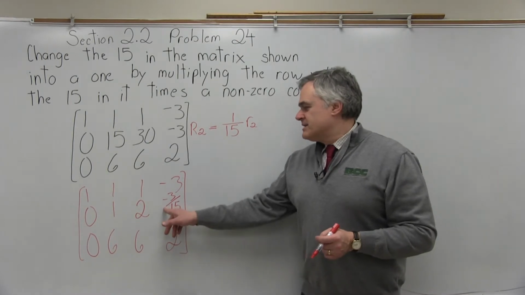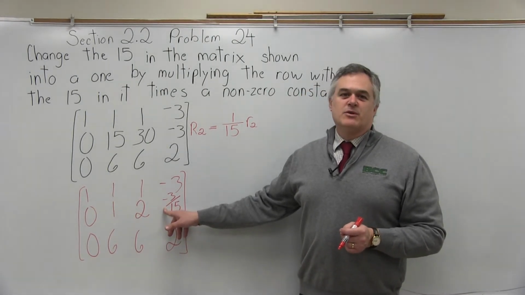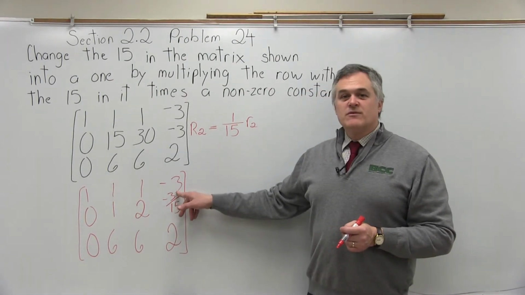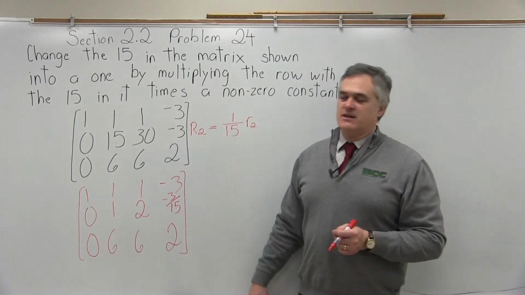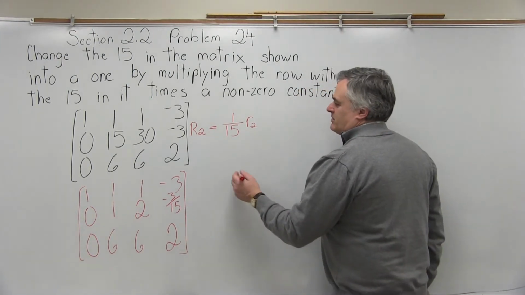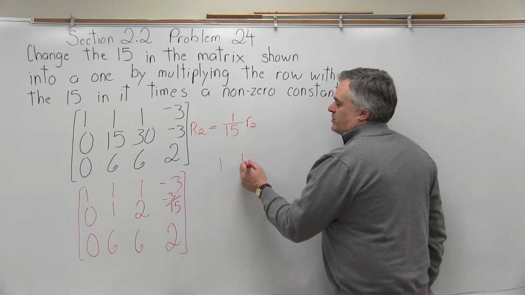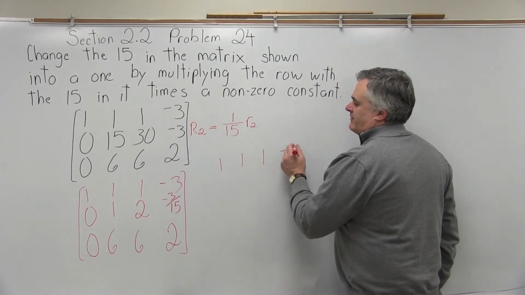Now my answer at this point is technically correct, but it's really not in the best form because that negative 3 over 15 can be reduced. 3 divides into 3 evenly, and 3 also divides into 15 evenly. So let me make another matrix off to the side. I will keep the top row 1, 1, 1, negative 3.